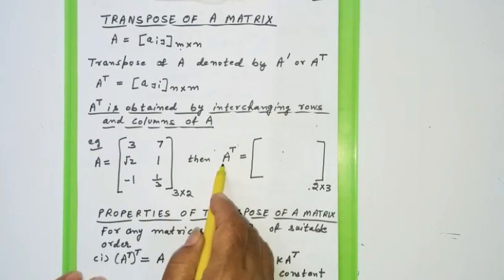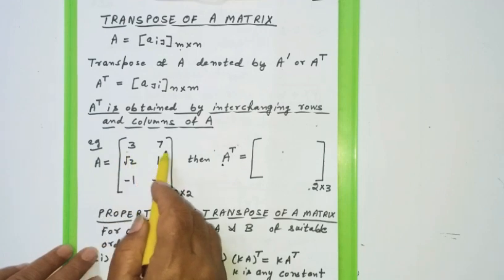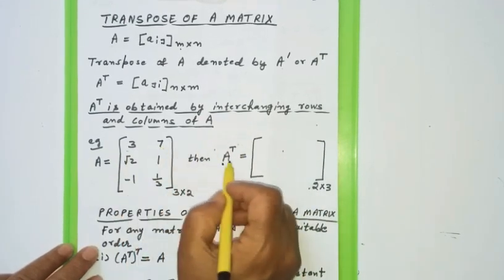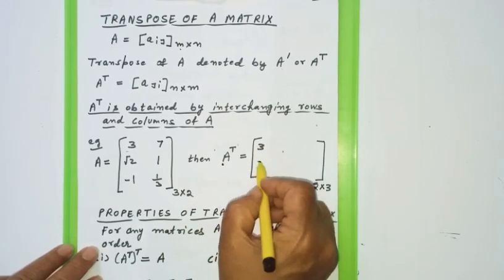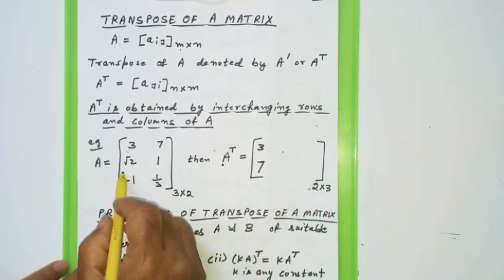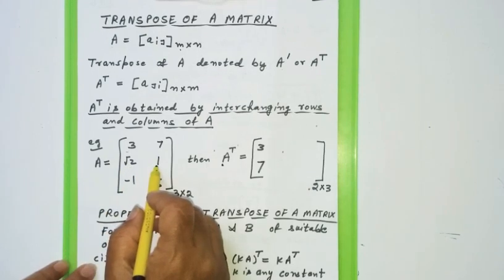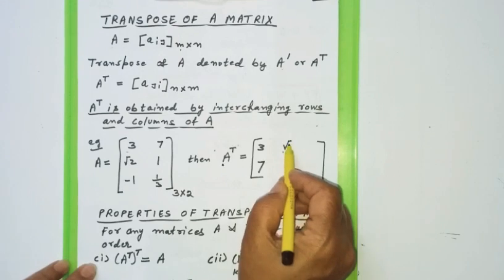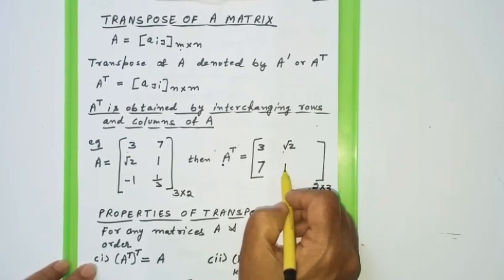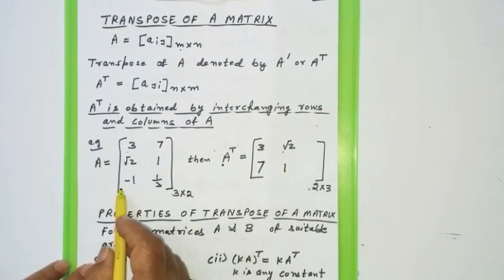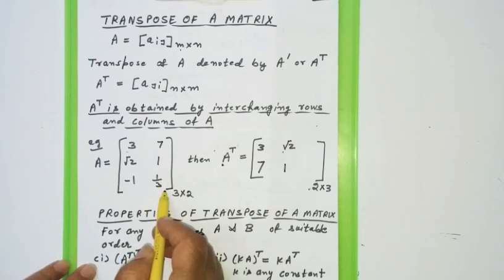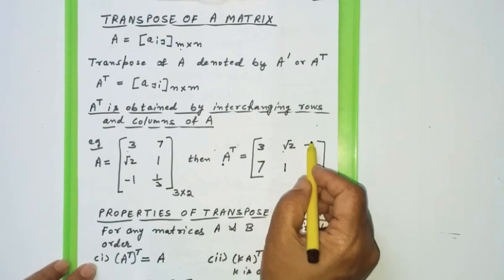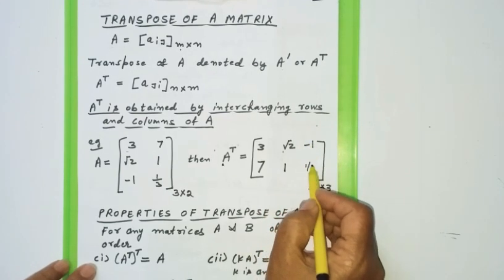To write A transpose, I will read the first row and convert it into a column. First row is 3, 7 here. In transpose, it will become the first column. Second row is root 2, 1 in A and in A transpose it becomes the second column, root 2, 1. Third row is minus 1, 1 by 3 in A. In A transpose it becomes the third column, that is minus 1 and 1 upon 3.